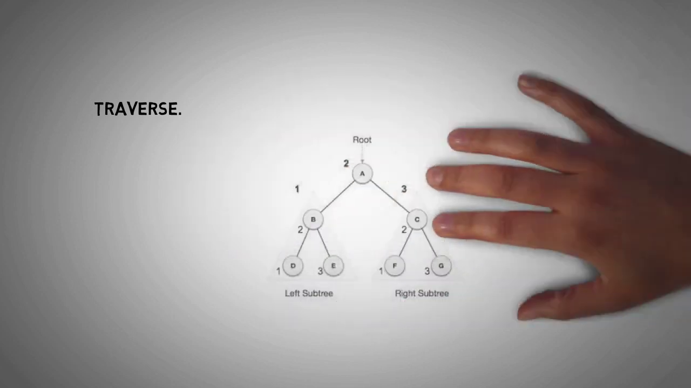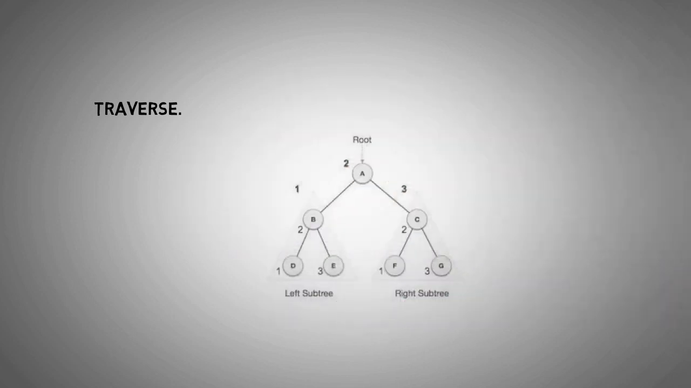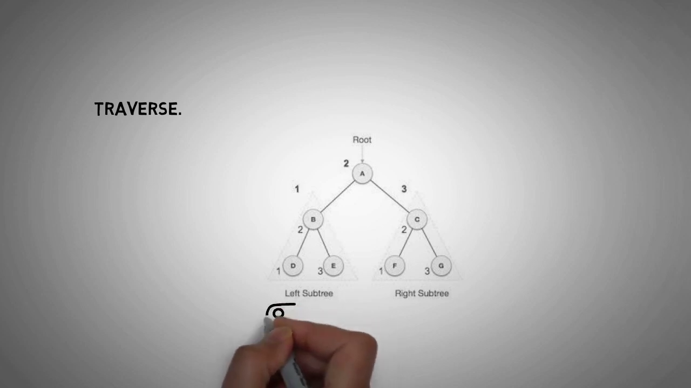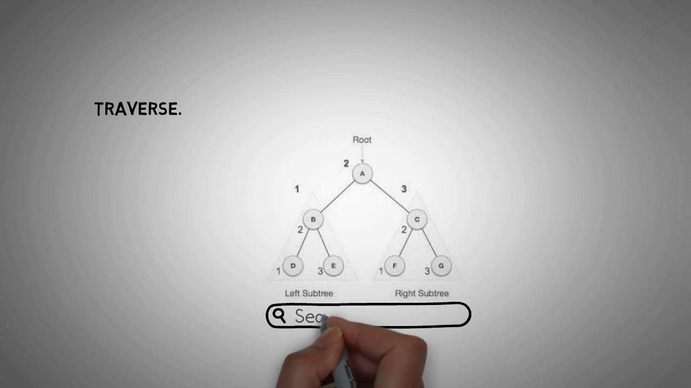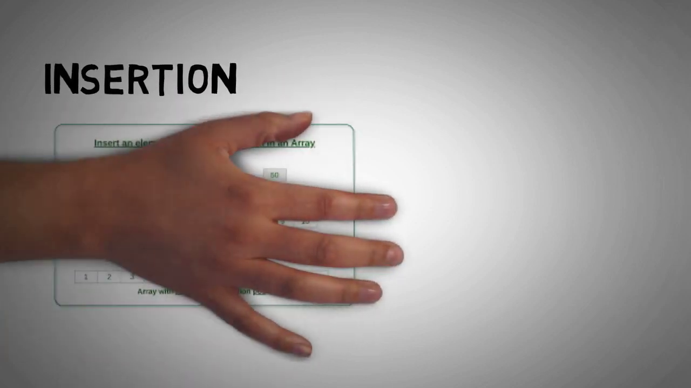Let us see the operations that are associated with the arrays. First, traverse. Traverse is a process of visiting each node in a tree data structure. And the second operation is insertion. An element can be inserted in any places.